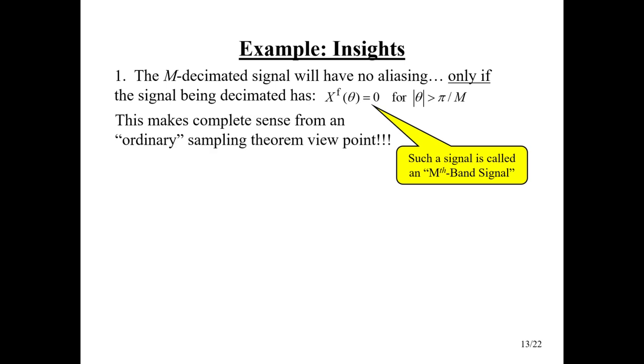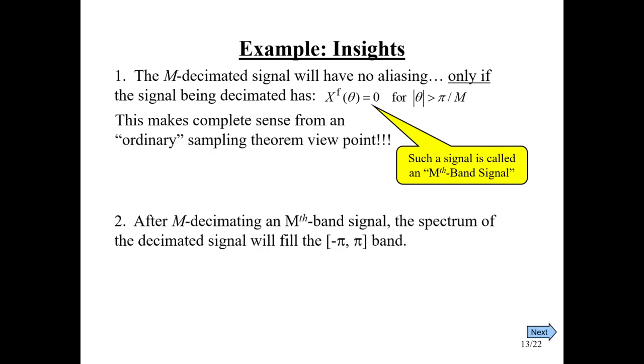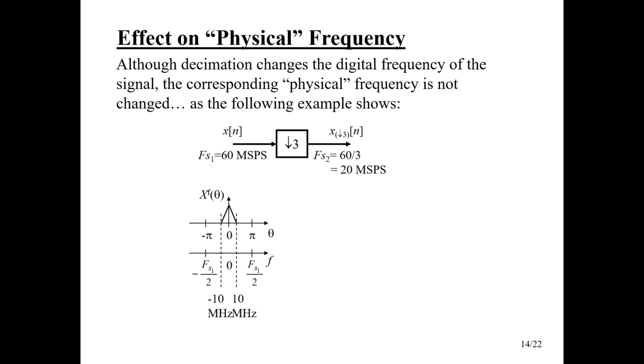So that's the idea. And all of this fits in nicely with our original ordinary sampling theory viewpoint. And we saw that an mth band signal that can be decimated by m, creating no aliasing, is going to be critically sampled. It will fill the minus pi to pi band. So those are things that we could see from this. Another insight that we can see is that we're not really changing any physical frequencies in the signal.